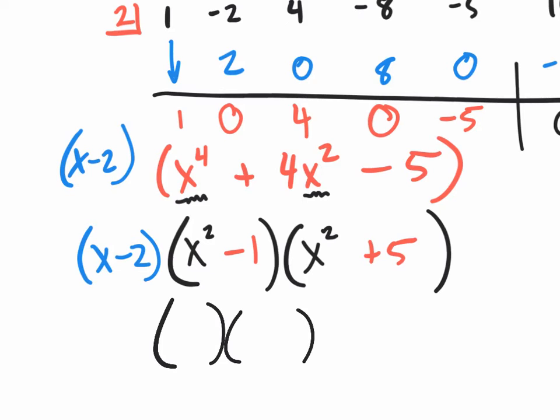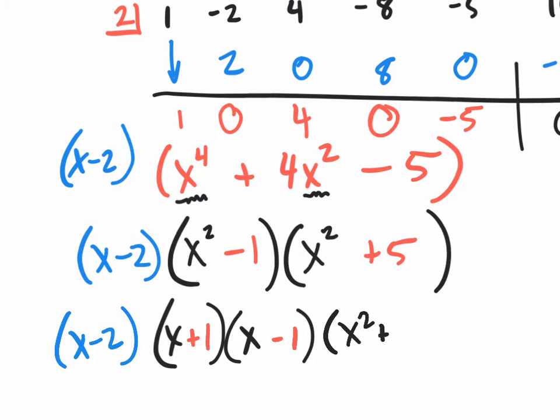What times what is negative 1, that if you combine together is nothing, right? What times what is a c value, that if you combine together is nothing? There's nothing in the middle. Or you could also look at it as a difference of two squares. Square root that, you get x, square root 1, and you get 1. So what do I have? I have the original binomial that they told me was a factor. Then we got x plus 1, x minus 1. And then we got x squared plus 5, which cannot be factored further.